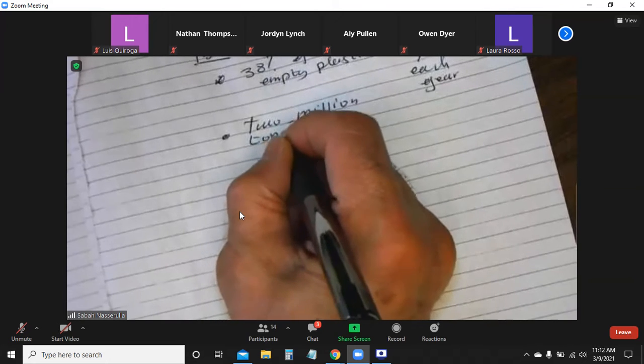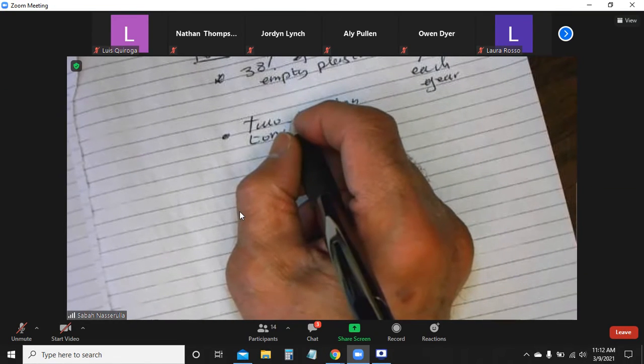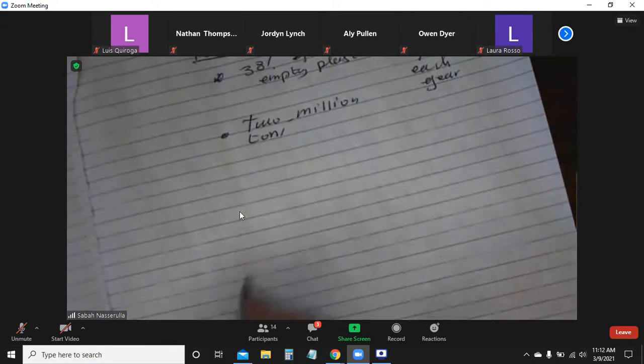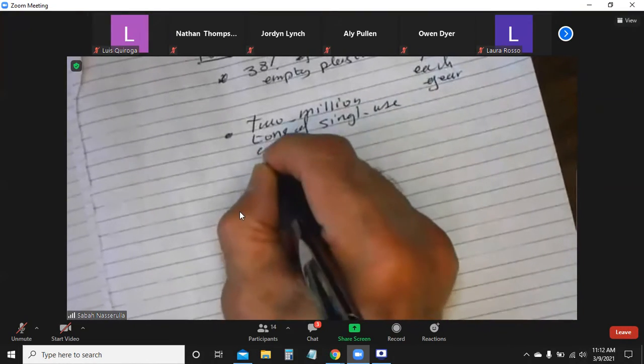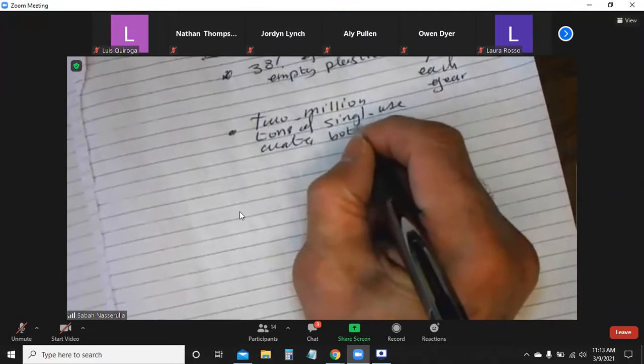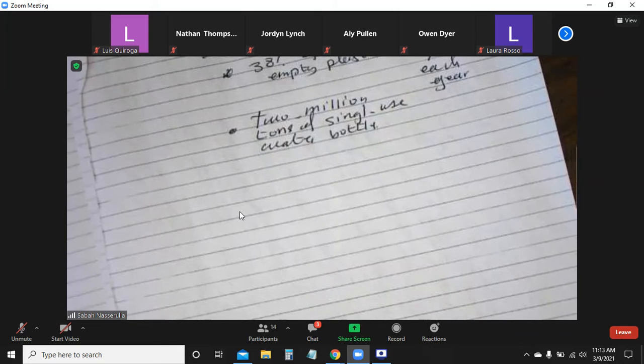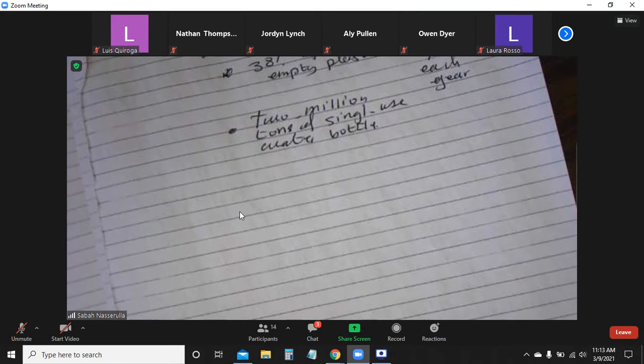About 2 million tons of single-use plastic water bottles are dumped in landfills almost every year, instead of being recycled.